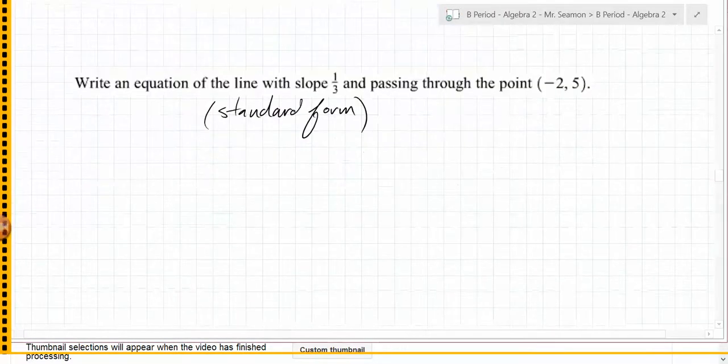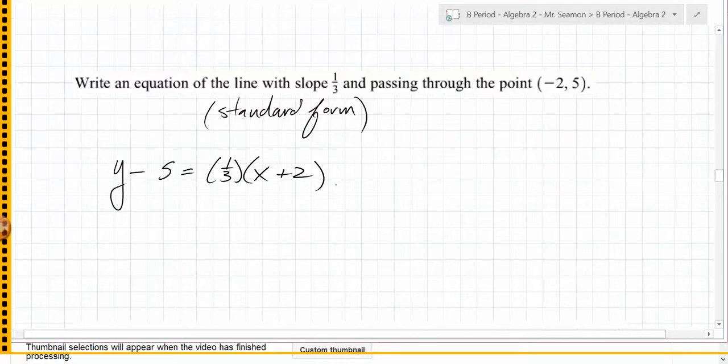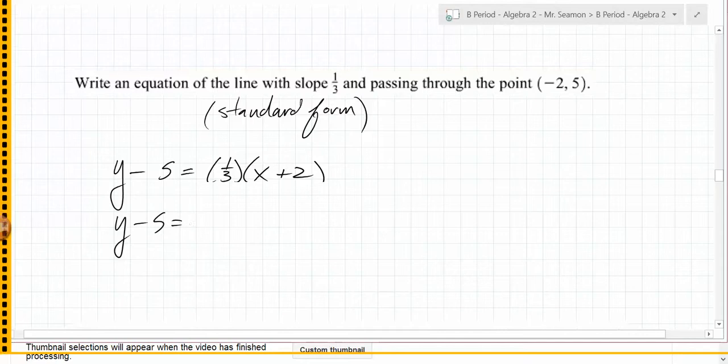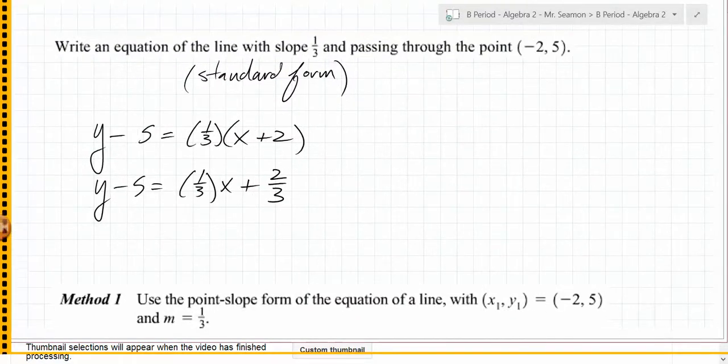Okay, so how about you? What form did you use first? What did you start with? Point slope. And what's it going to be, Jacob, in point slope? Y minus 5 equal to 1/3 parentheses x plus 2. And then if you want to go to standard form, what do you have to do? One word first. Yeah. So it's y minus 5 is equal to 1/3 x plus 2/3.